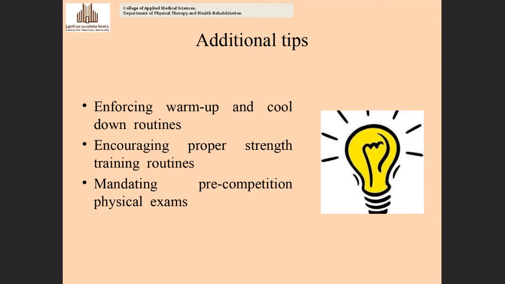This is our overall view about sports injuries: the types of sports injuries, the features of sports injuries, and the management, how to diagnose sports injuries, the management, prevention, and rehabilitation. In the next lecture, lecture number 2, I'm planning to take the detailed assessment of sports injuries. The second lecture will concentrate on the detailed assessment of sports injuries.